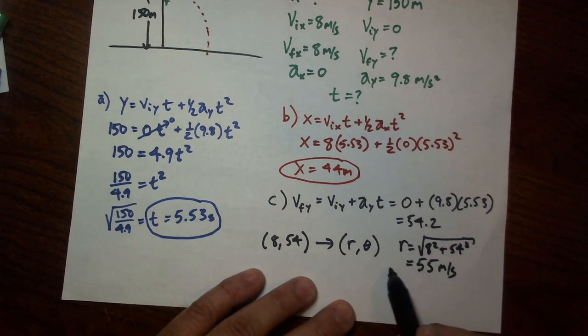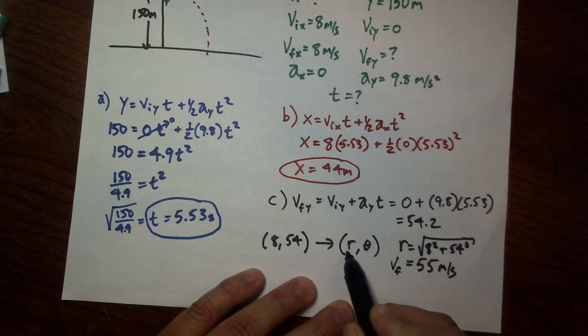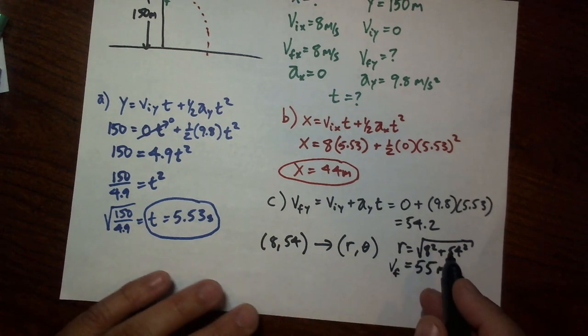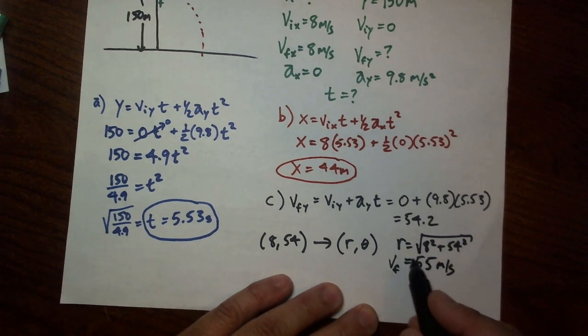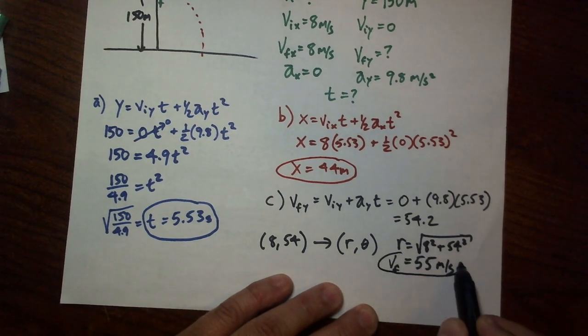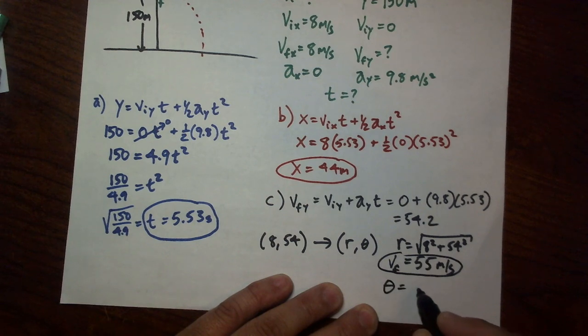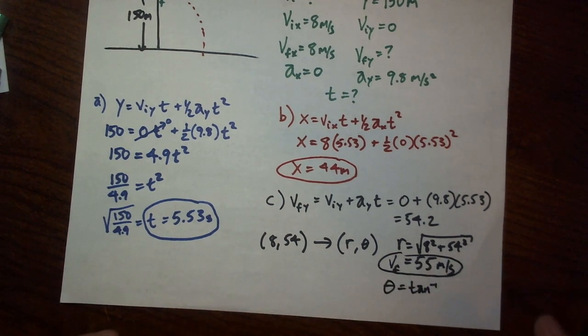And that's one part of it. This is V final. R represents the magnitude of the vector. The vector we're looking for is the final vector. And then theta, I better circle this. Theta is equal to the inverse tangent. Now we need the opposite side over the adjacent side.